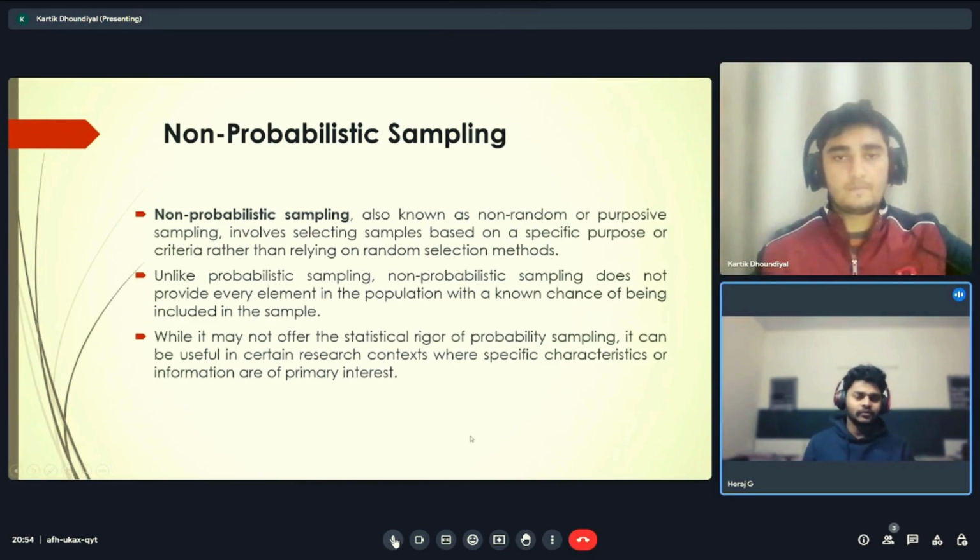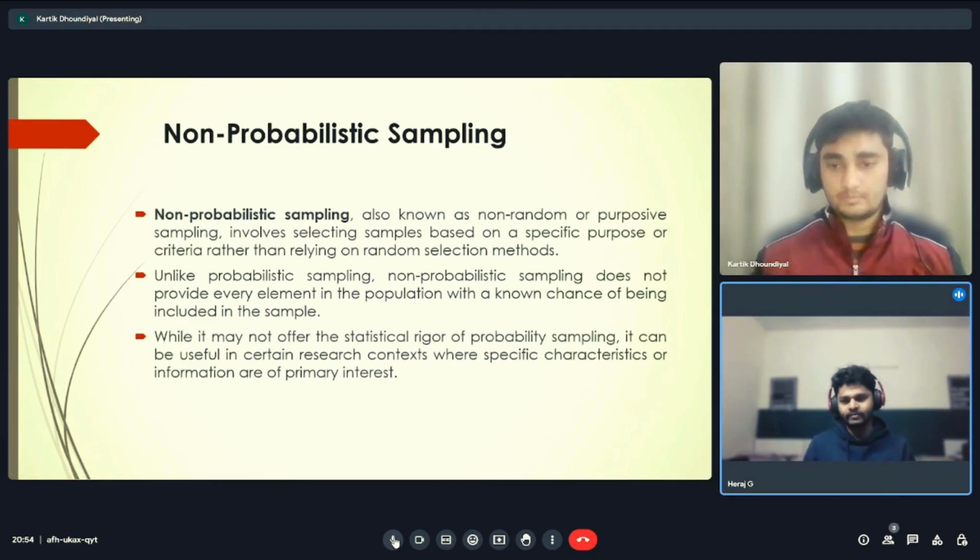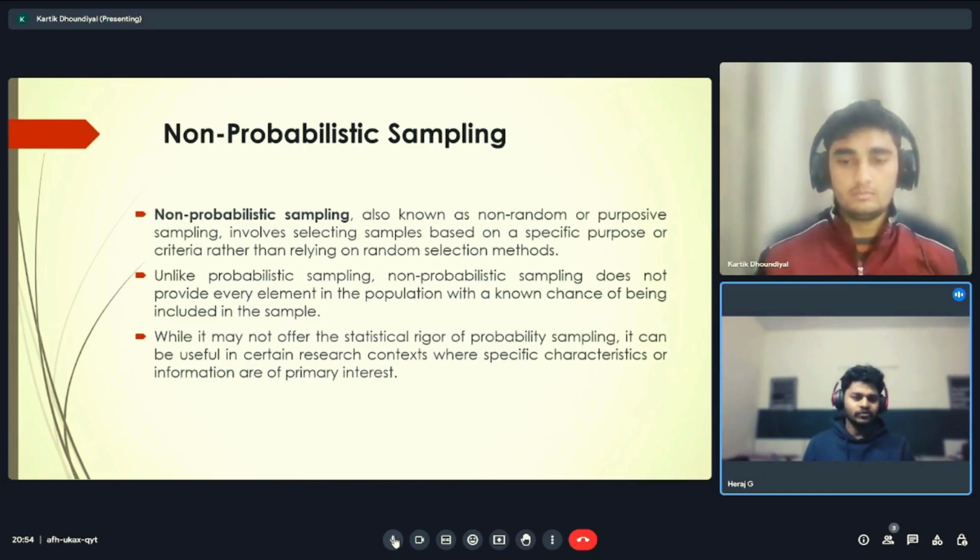Okay, so now I'm going to present what non-probabilistic sampling is. Non-probabilistic sampling is also known as non-random or purposive sampling. It involves selective samples that are selected for a specific purpose, and there is no balanced chance of all the data samples being selected. Unlike probabilistic sampling, non-probabilistic sampling does not provide every element in the population with a known chance of being included in the sample. While it may not offer the statistical rigor of probability sampling, it can be useful in certain research contexts where specific characteristics or information are of primary interest.